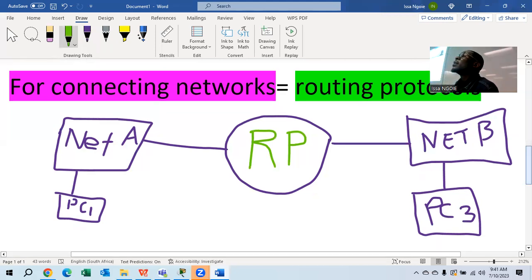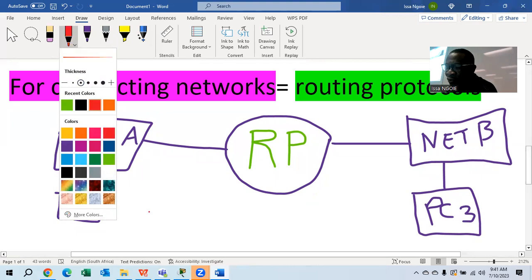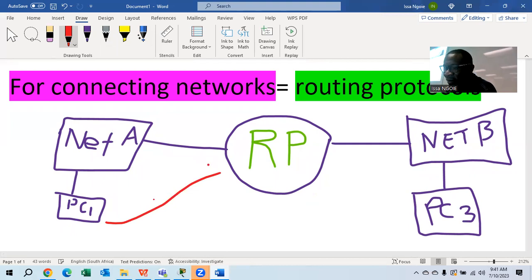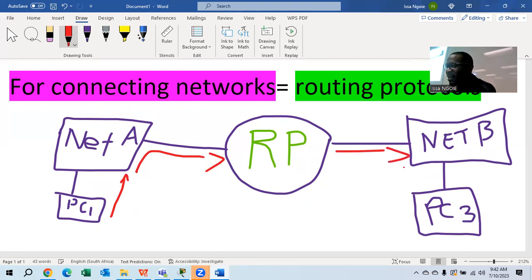So I can take another example. Did you draw my diagram? Drawing can explain more than talking. By doing this, you know already what routing protocols can do, right? You can see it's a simple diagram. So when PC1 wants to talk to PC3, the message will go here like this, and reach this one, right?